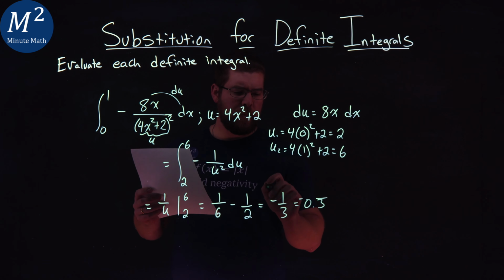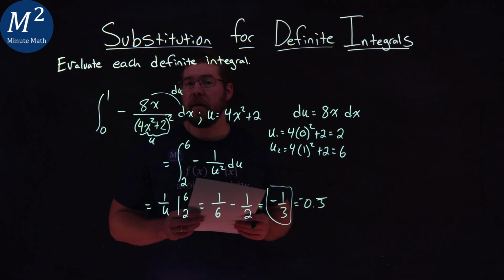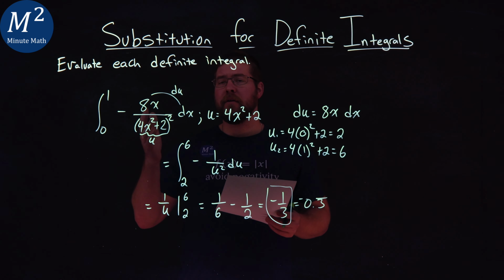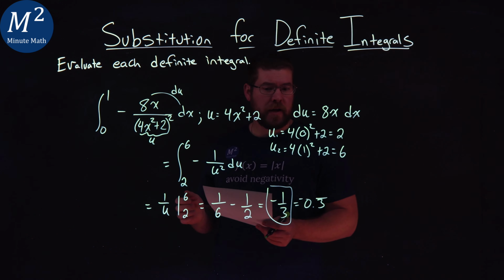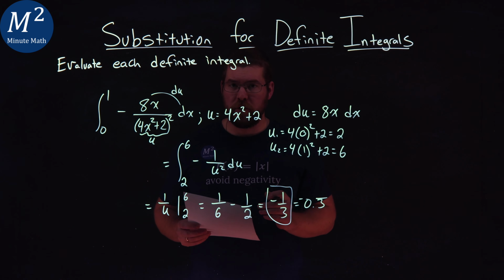Okay? I prefer -1/3. And there we have it. Our final answer here, when we evaluate this definite integral, we convert it in terms of u, we got a final answer of -1/3.